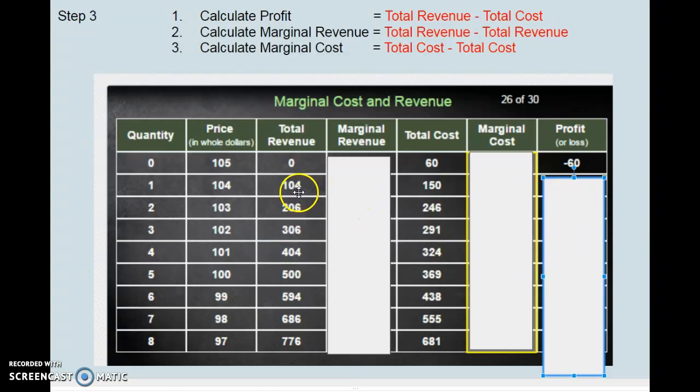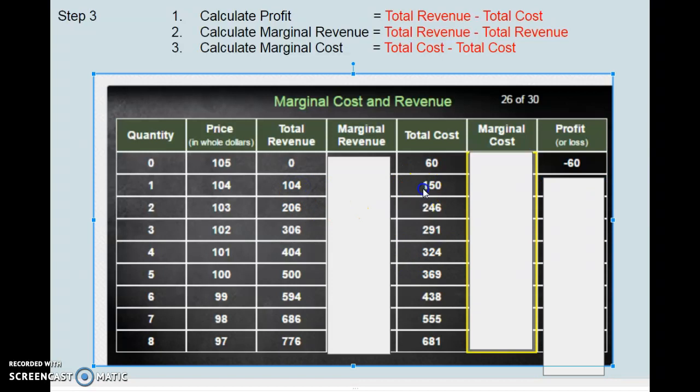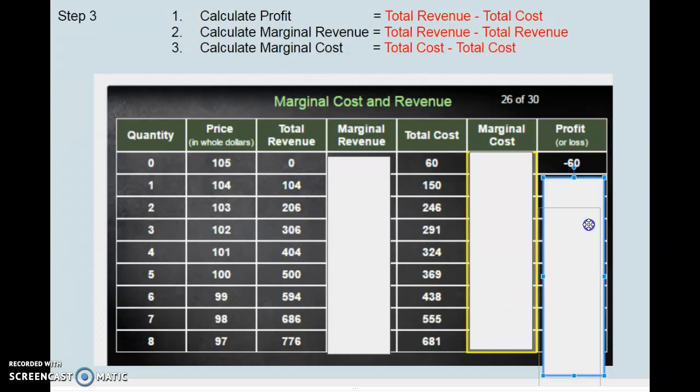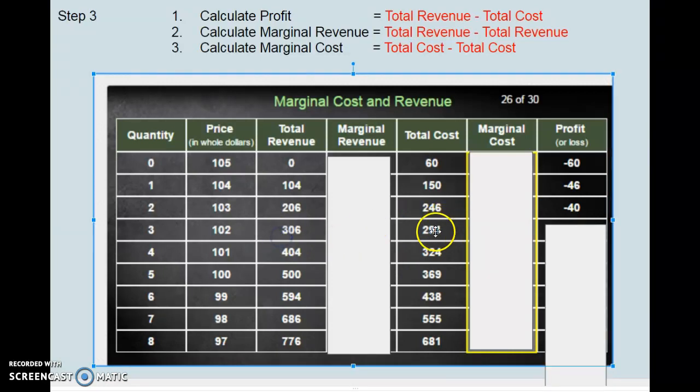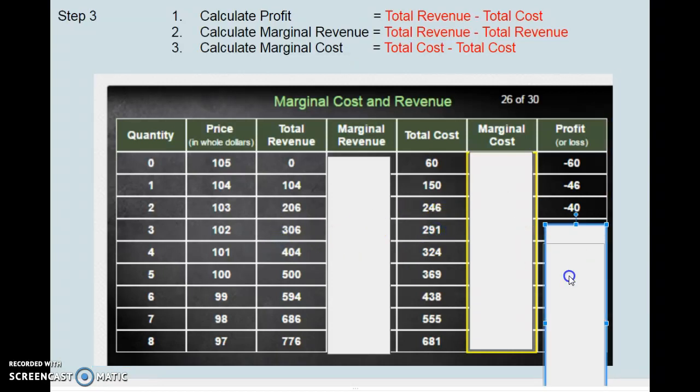Let's go to the next column, 104 minus 150. I'm going to take a loss again, $46 this time. Notice it's getting closer to 0, evening out. 206 minus 246. Now it's negative $40. 360 minus 291. What happens there? We made our first profit. Only $15, but hey, it's something.